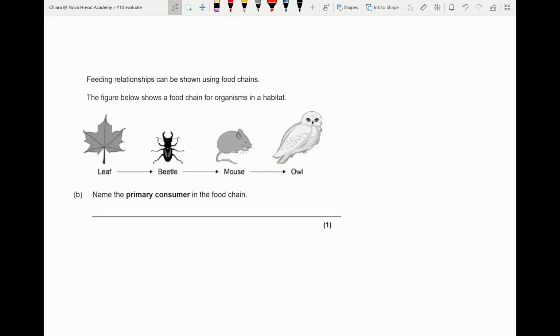So again, this question is using the same food chain of a leaf, beetle, mouse, and owl, but the question's asking, name the primary consumer in the food chain. So what do we mean by that? Remember, primary, just like primary school, what does that mean? And what is a consumer? And that's going to help you figure out the answer to this question.